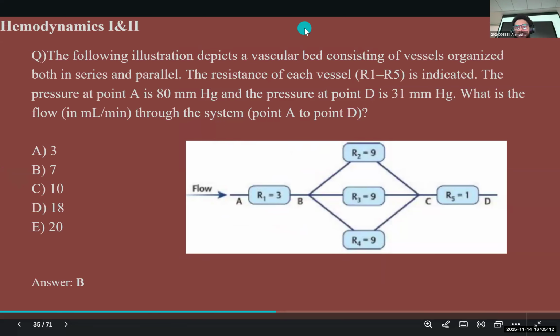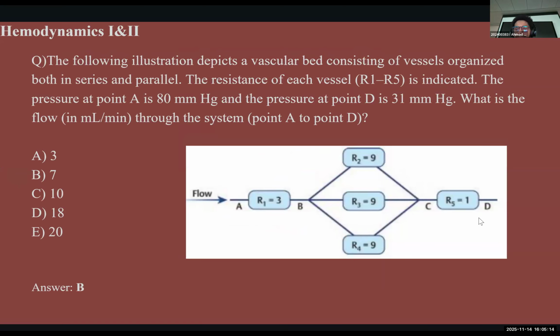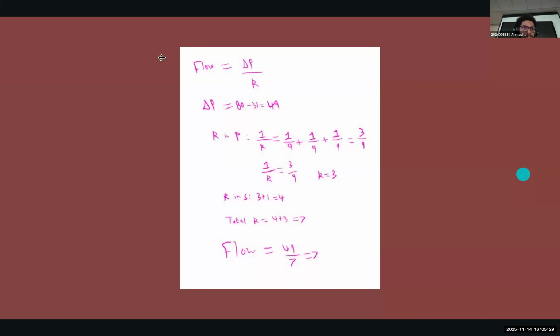Those that were saying different answers, does it all make sense now? We need to add R1, the series, and R5, the series. We do one. Yes, exactly as you said, Ibrahim. Okay, perfect. Let's move on to the next question.